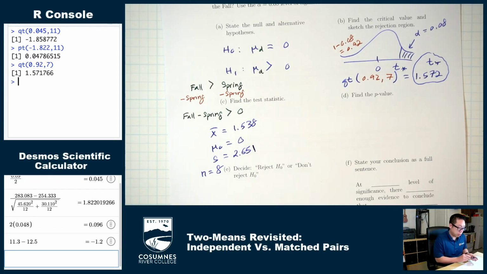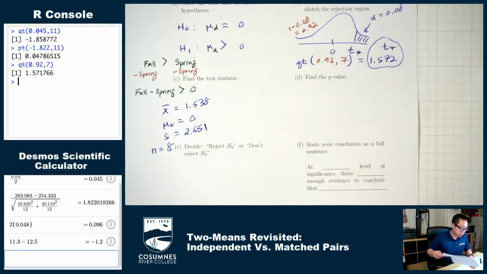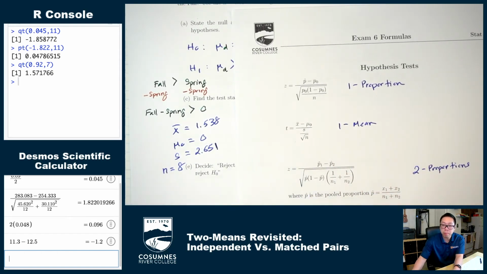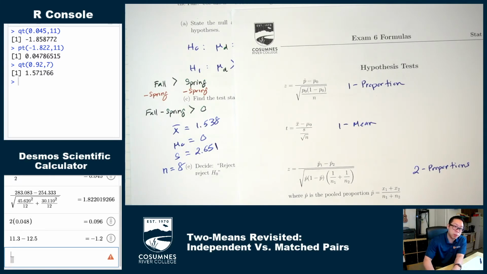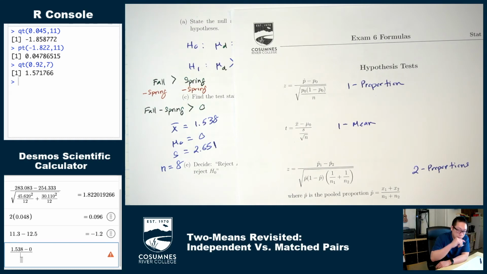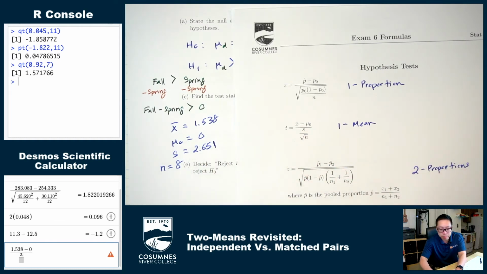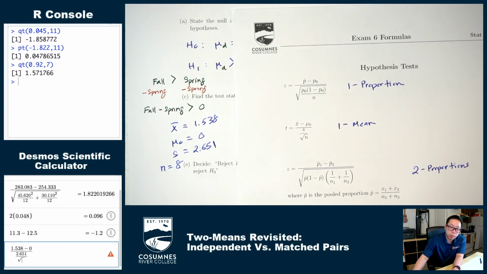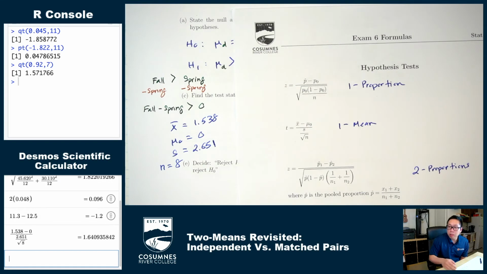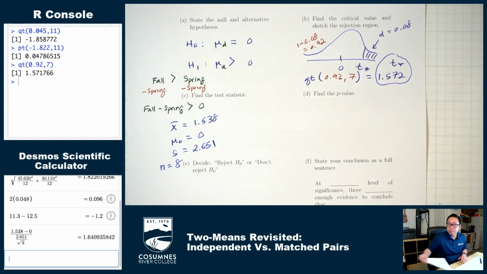And then plug this into the T formula for a 1 mean, which is this one. All right, so in Desmos, a fraction, up top, x bar minus mu 0 is going to be 1.538 minus 0. On the bottom is a fraction. Up top, s, 2.651. On the bottom, square root of n, which is 8. Make sure it looks exactly like the formula for t. And I got 1.641. Okay, that's a t.